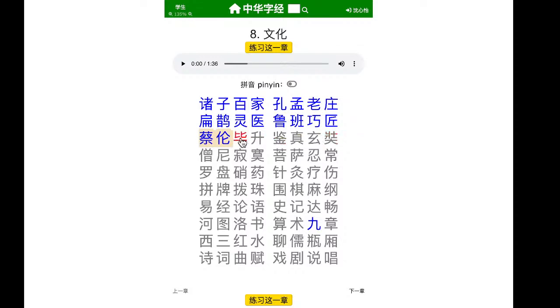I believe Cai Luin was the person who invented paper way back in like the year 121. The early 2nd century. He invented how to make paper.